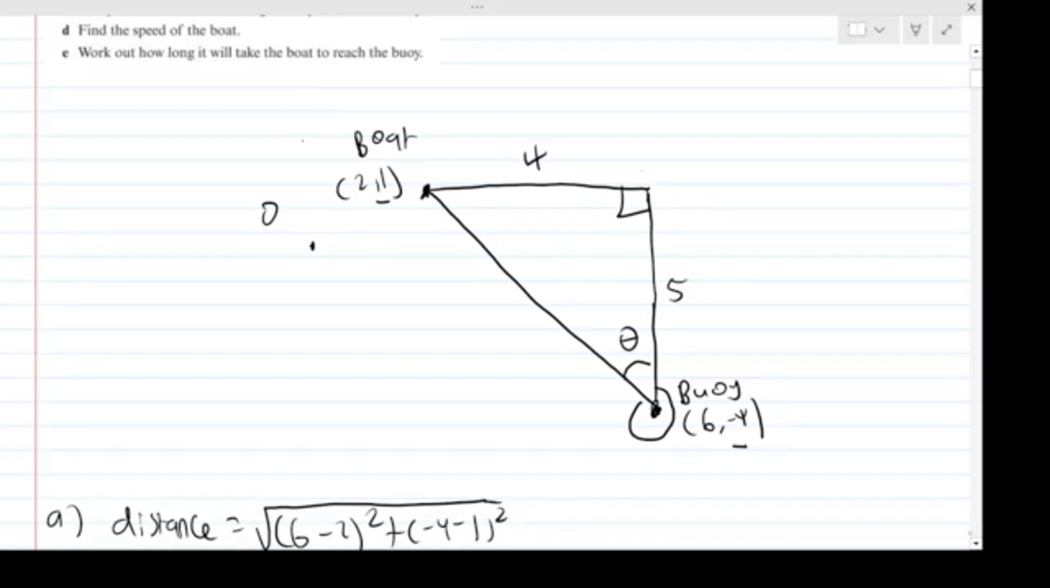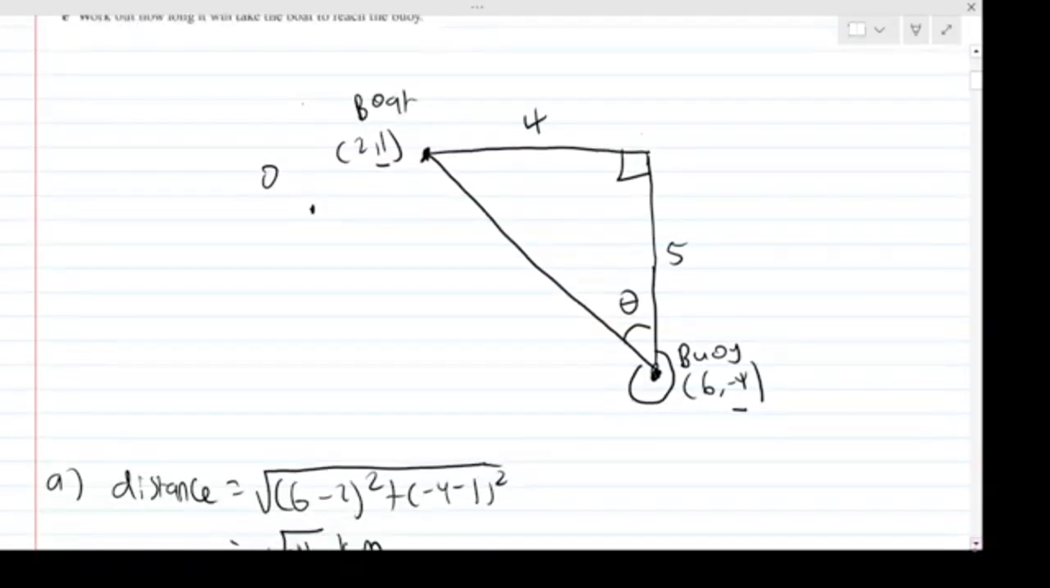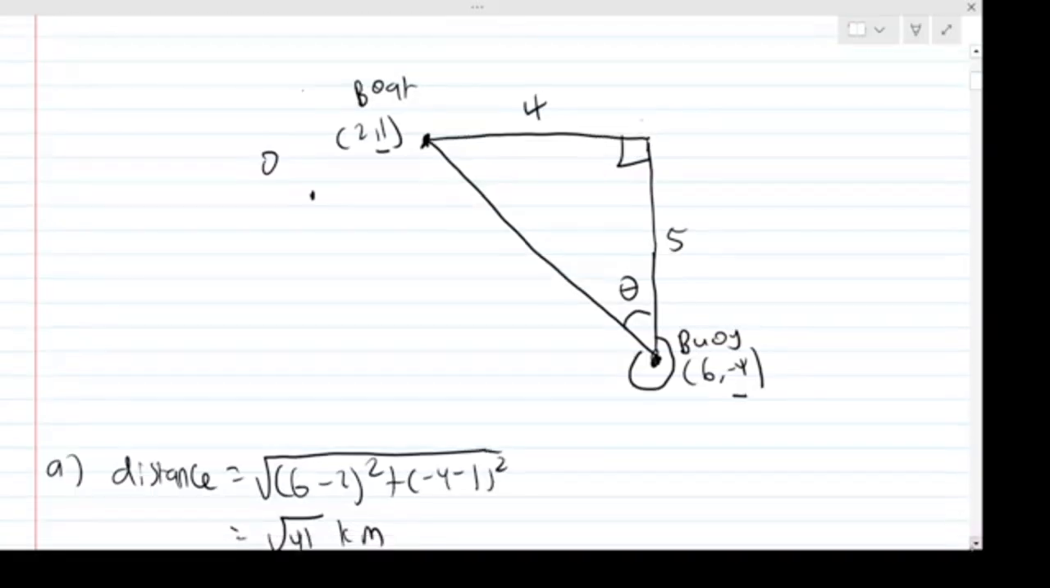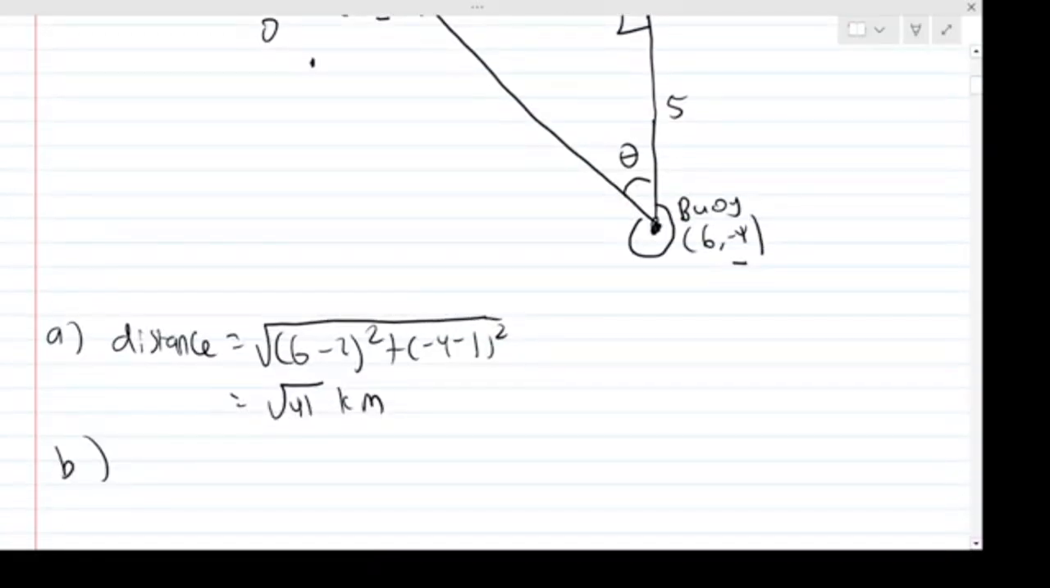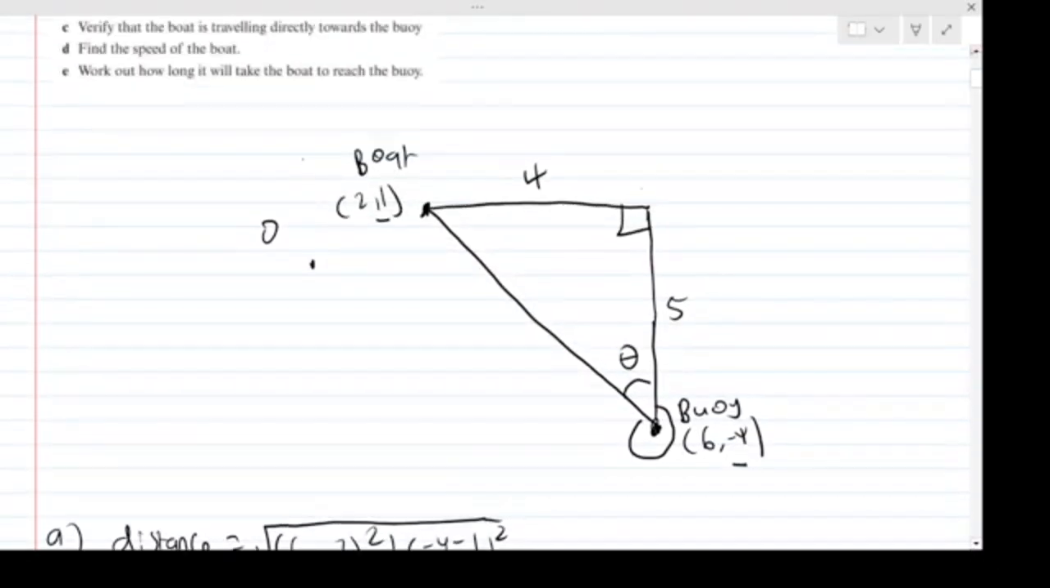Then you can spot that you can use SOHCAHTOA, a bit of trigonometry, to find the angle theta in this triangle. Theta is opposite the side 4, so we can use tan theta. Tan theta is going to be opposite, which is 4, over adjacent, which is 5. So theta is going to be inverse tan of that, which should be 38.659 and so on, degrees.